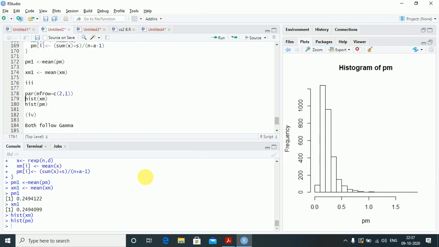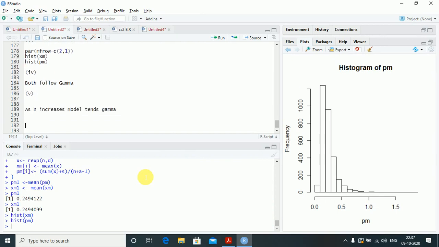Okay, so this was our CS1 paper B, a very easy paper, nothing very difficult, nothing very tricky, all were direct questions.